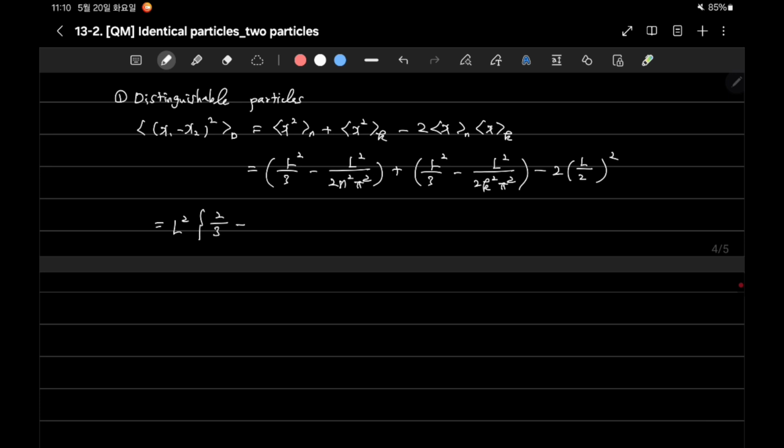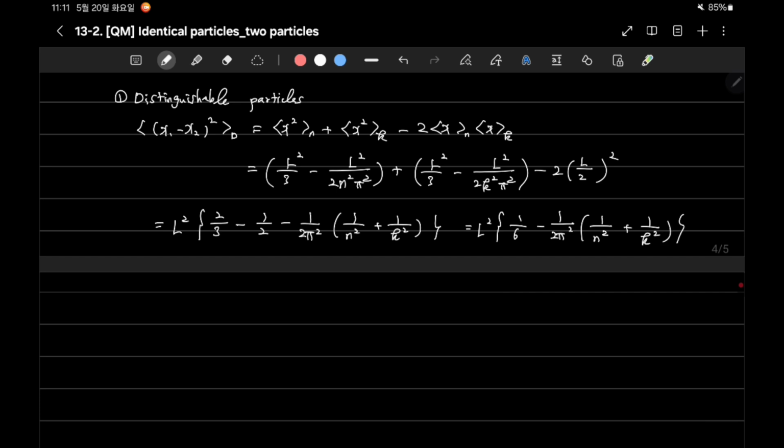2/3 minus 1/2 minus 1 over 2 pi square, then 1 over n square plus 1 over k square, then it is L square times 1/6 minus 1 over 2 pi square times 1 over n square plus 1 over k square. Yeah. So it is a distinguishable particle dispersion.